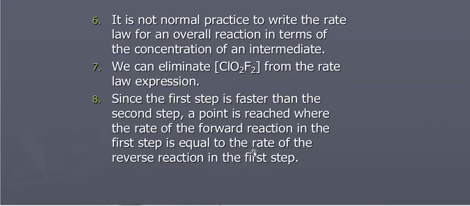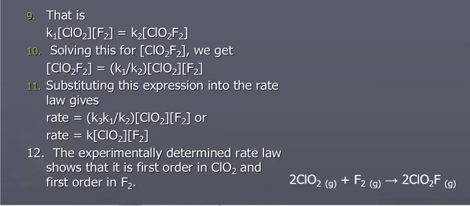Now, if you look at the first step of this mechanism, it's reversible. A point is reached in the first step where the forward reaction is equal to the reverse reaction. And so we can set the forward rate on step 1 equal to the reverse rate on step 1, and I gave you those rate expressions on the previous slide. So those are going to be equal to each other at some point. We can solve for this intermediate, and then we can do some substitutions, because once we get the intermediate and we substitute back into the rate law, we get a rate law that looks like this.